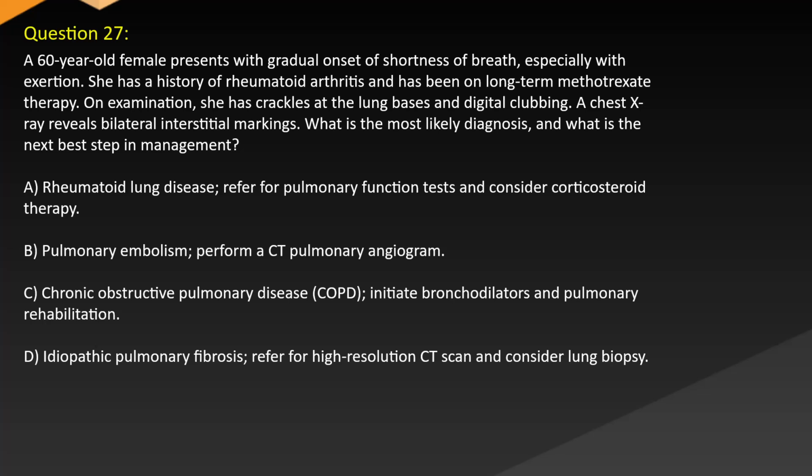She has a history of rheumatoid arthritis and has been on long-term methotrexate therapy. On examination, she has crackles at the lung bases and digital clubbing. A chest X-ray reveals bilateral interstitial markings. What is the most likely diagnosis and what is the next best step in management?